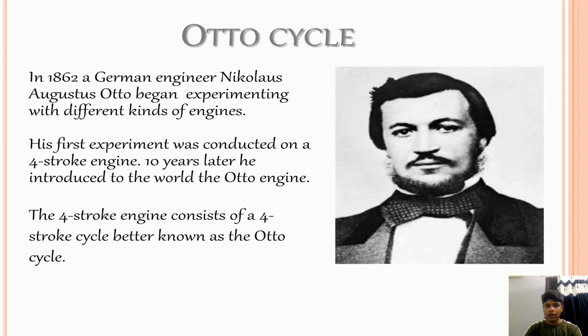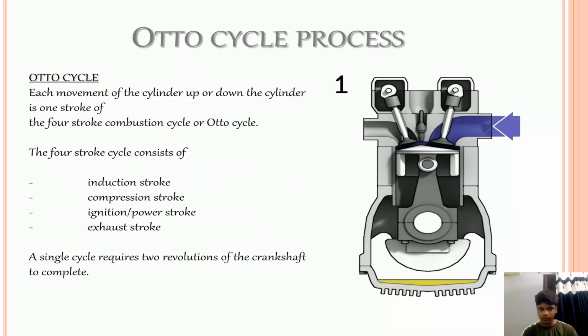Otto cycle. In 1862, a German engineer, Nicolaus August Otto, began experimenting with different kinds of engines. His first experiment was conducted on a four-stroke engine. Ten years later, he introduced to the world the Otto engine. The four-stroke engine consists of a four-stroke cycle, better known as the Otto cycle.